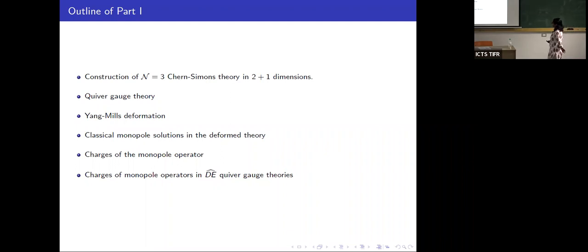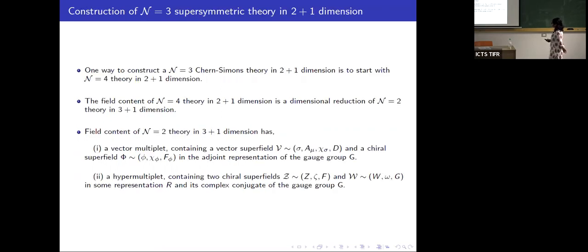After that, we'll find classical BPS monopole solutions in the deformed theory. And we'll find the charges of the monopole operators of the theory, which are described by the classical BPS solutions in the UV. All these steps we'll do for a simpler quiver, which is circular, and then we'll generalize the same idea to D and E quivers. I'll explain these things. Okay.